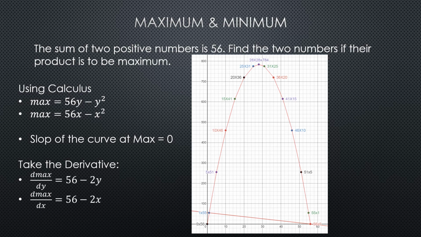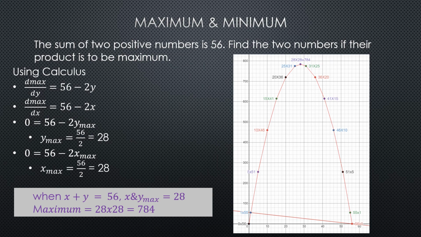Now, if we observe on our graph of the curve, we notice that at the very peak, at the max, our slope is equal to 0. So we have no slope at that very peak. And if we remember back to derivatives, the derivative is the instantaneous slope of the curve. So if we take the derivative of our original formulas, we get d max over dy equals 56 minus 2y, and d max over dx is equal to 56 minus 2x.